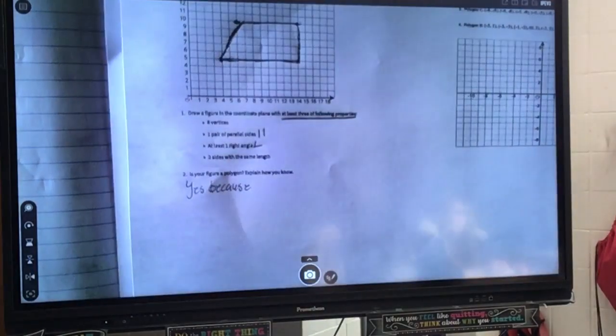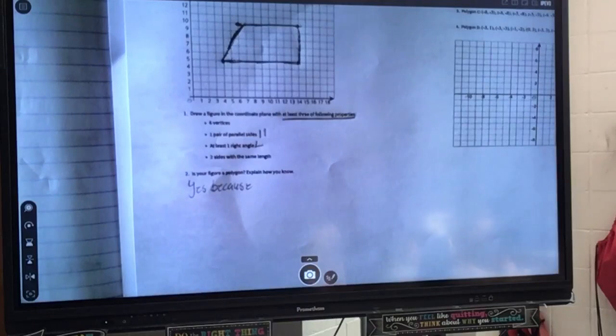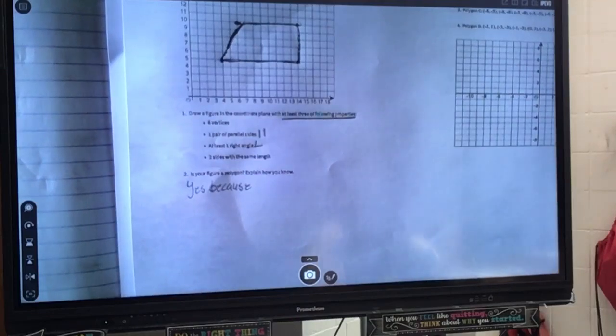Alright, so which criteria did you pick? I drew a trapezoid, so I picked one pair of parallel sides. Alright, so which ones are your parallel sides? The top and bottom, not the ones that are going sideways. Yep, top and bottom are your parallel sides. Alright, what else did you pick? At least one right angle. Alright, where is your right angle, or either one of your right angles?